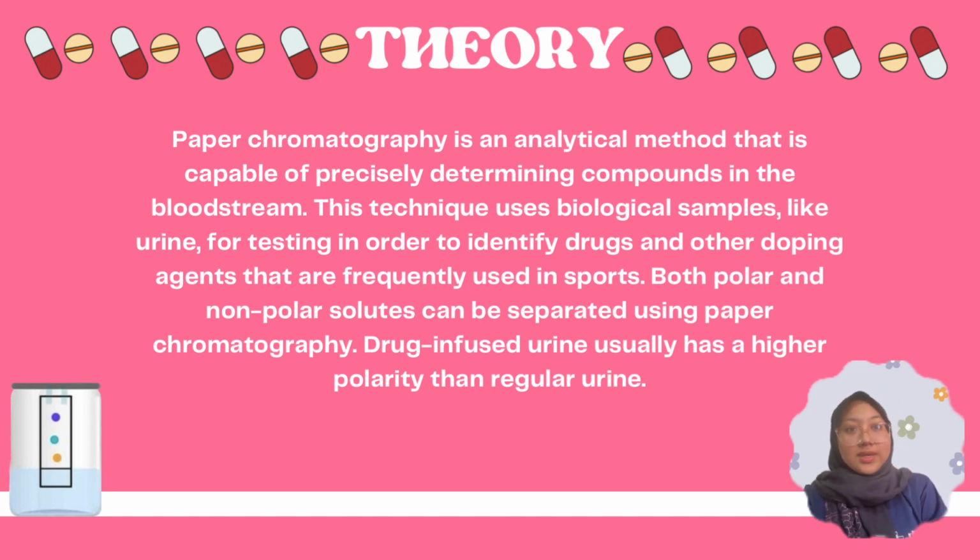Paper chromatography is an analytical method that is capable of precisely determining compounds in the bloodstream. This technique uses biological samples like urine for testing in order to identify drugs and other doping agents that are frequently used in sports. Both polar and non-polar solutes can be separated using paper chromatography. Drug-infused urine usually has a higher polarity than regular urine.